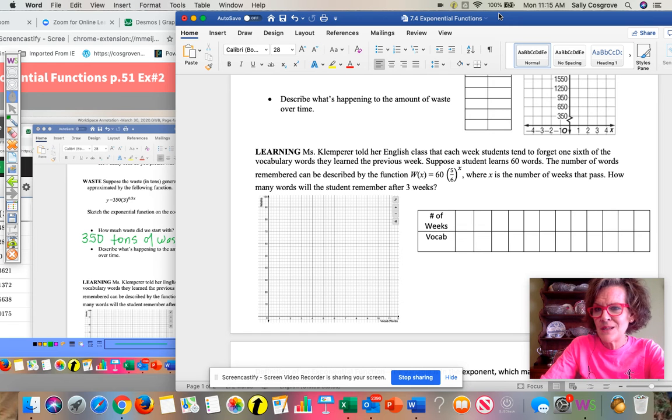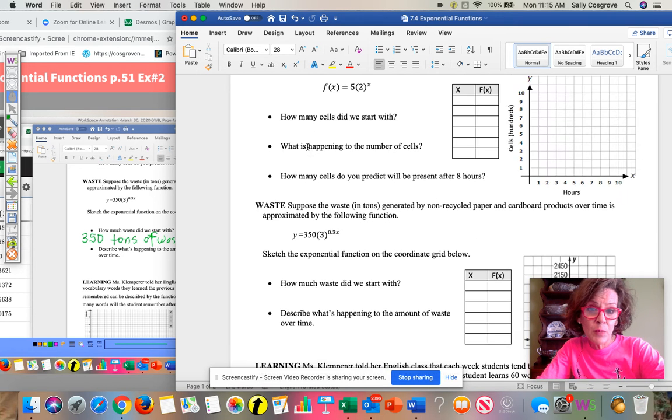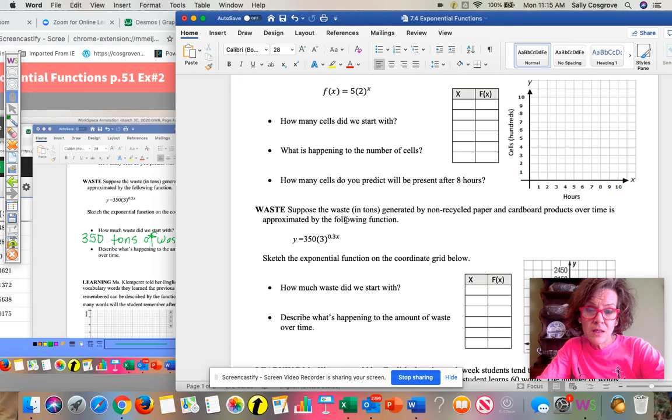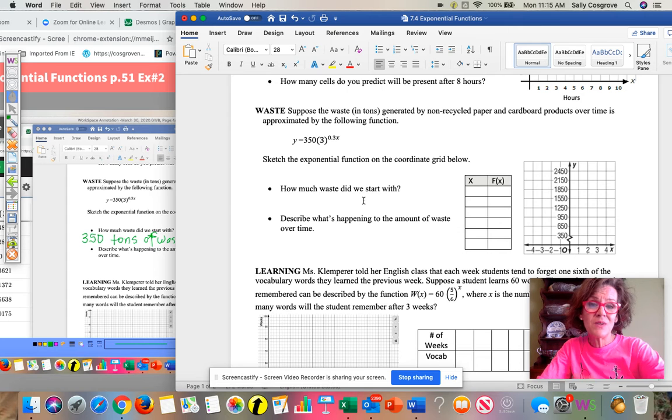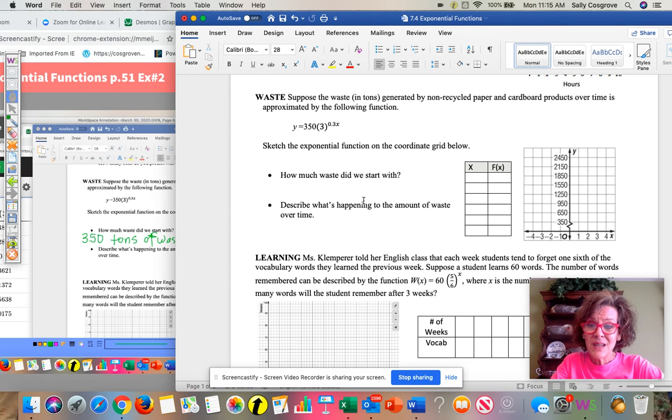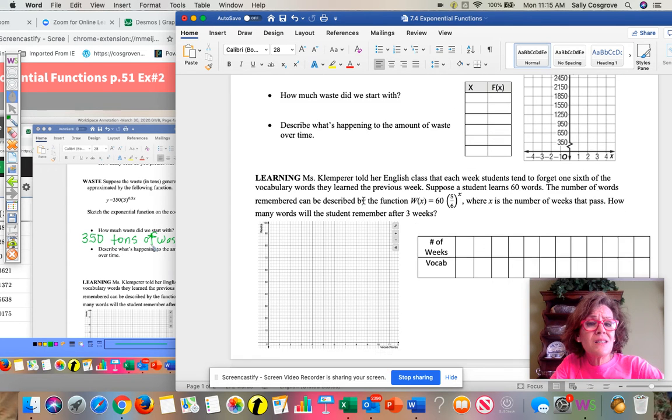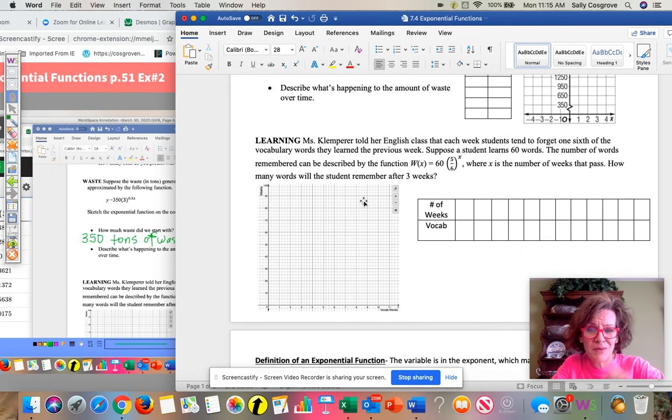This already sounds different because we're forgetting, so that sounds like we're losing. In the examples before, waste was increasing and the biology cells were increasing, but in this one, it says that we're forgetting. So that means that this is a different type of exponential function, which we'll look at in just a minute.